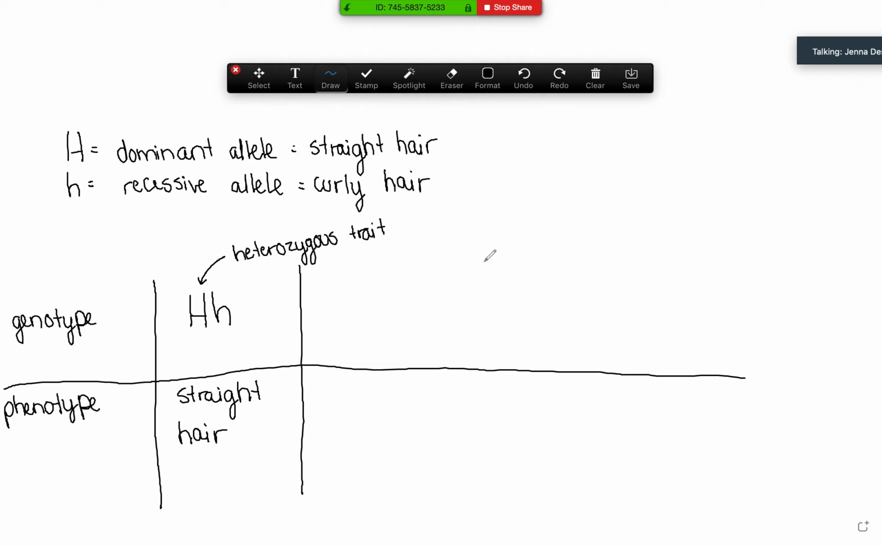Okay, so let's go over the second example that we did, which was a lowercase h and a lowercase h, which we found out was the genotype, and the phenotype was curly hair. Because we had two recessive alleles, and without the dominant allele taking over the recessive allele, the recessive trait, which was curly hair, could actually be expressed. Okay? So in this case, we don't have two different alleles, we have two of the same alleles, both for curly hair. This would be a homozygous trait. Remember, homo means same.